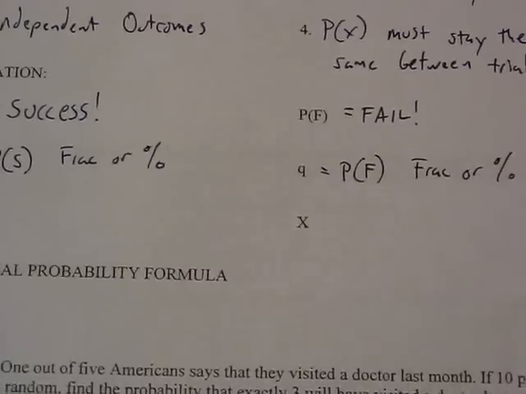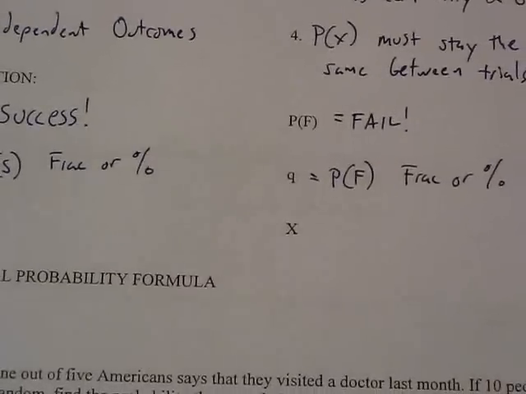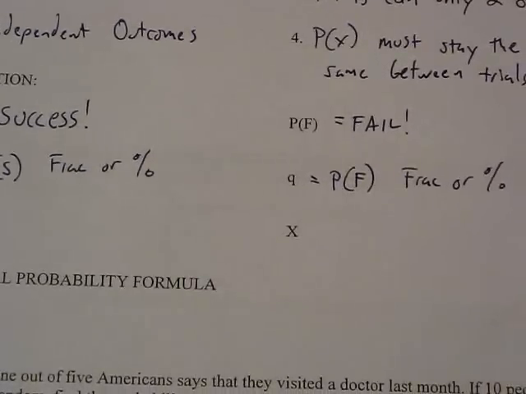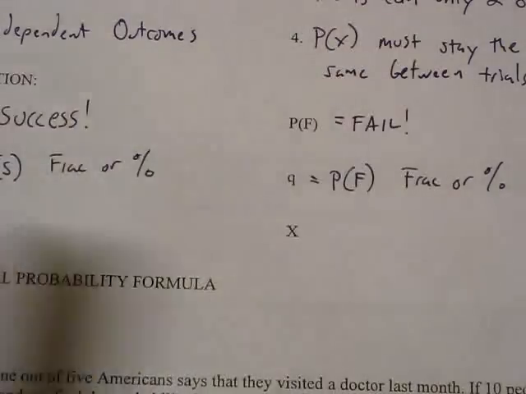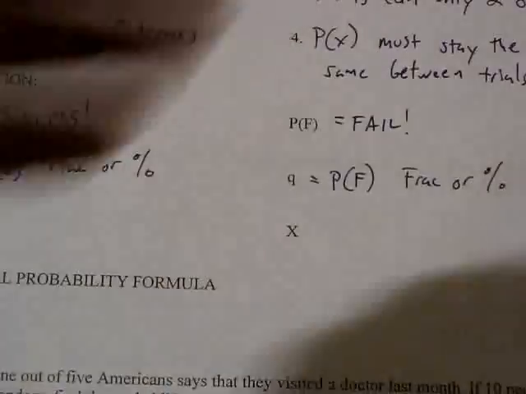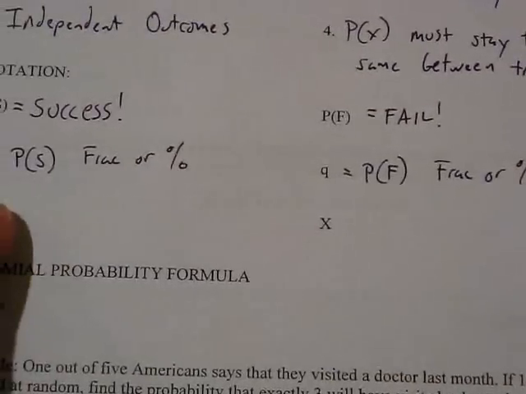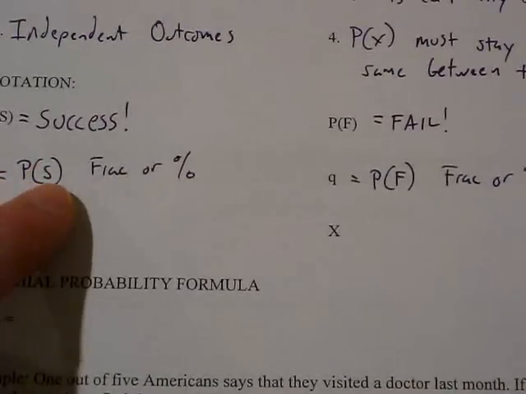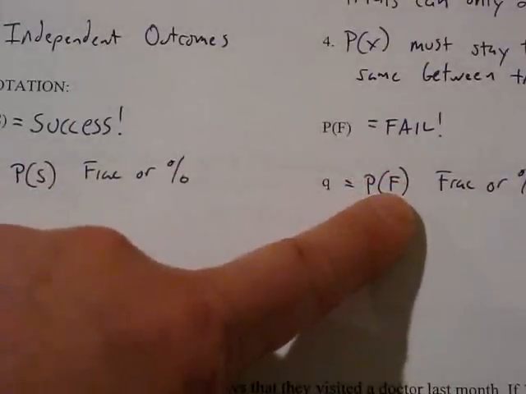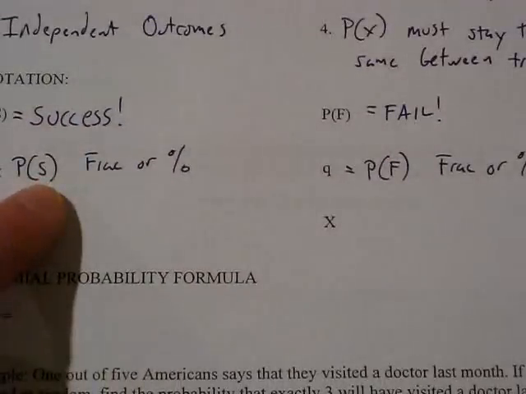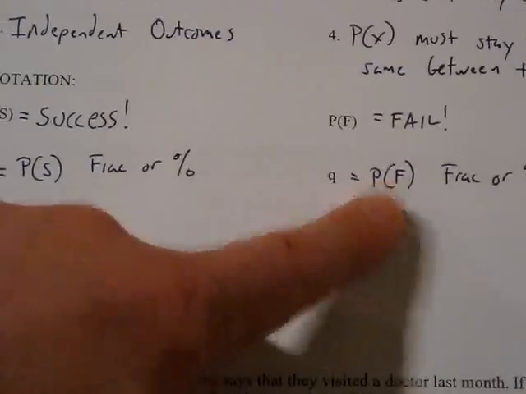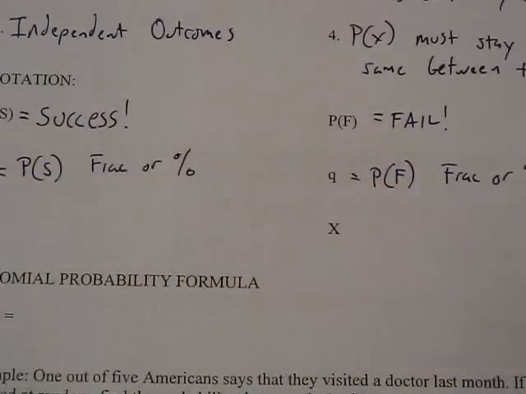And these fractions and percents have to be between 0 and 1, because they have to deal with the idea that there is anywhere between a 0 and 100% chance of something happening. So for example, if success is 1/4, failure is 3/4. If success is 90%, failure is 10%. So they have to add up to 100%.